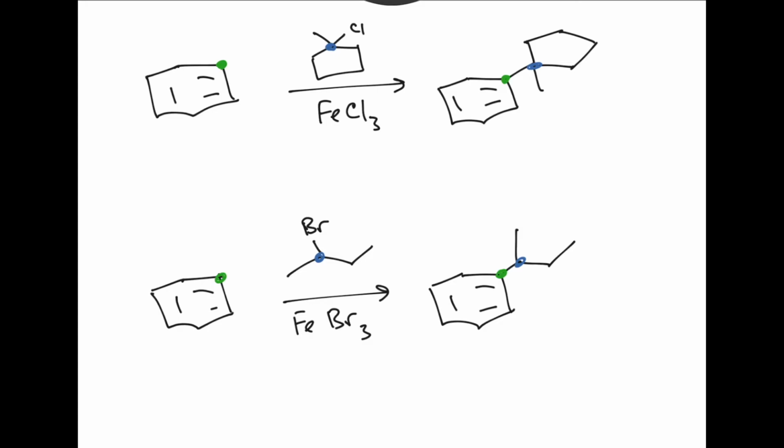But because these mechanisms go through a carbocation, whenever you have a carbocation, there's a chance that you could have a rearrangement. So you always have to look to see if the carbocation you're generating can rearrange before the reaction happens.